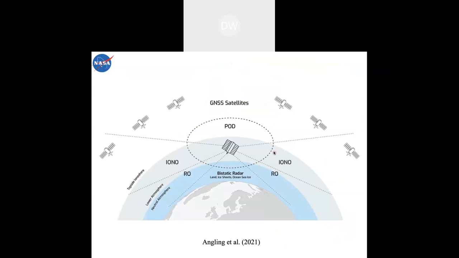This is a Spire advantage. They can send the CubeSats up very frequently, and right now it's probably dozens in the constellation up there. And as I mentioned, this upper part is ionosphere sampling, and this is radio occultation sampling, and they can do both ionosphere and neutral atmosphere.